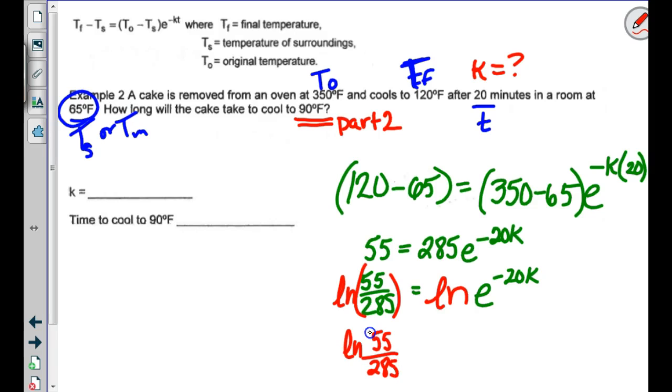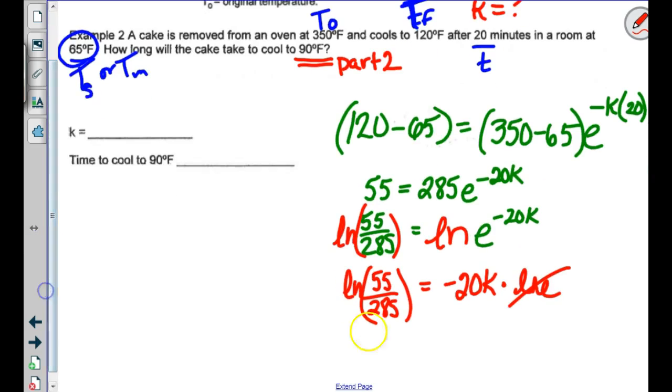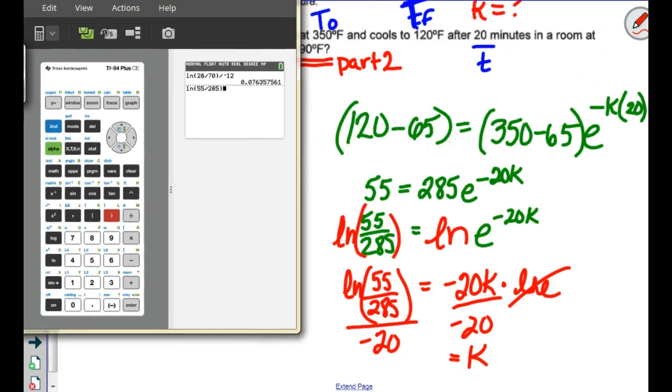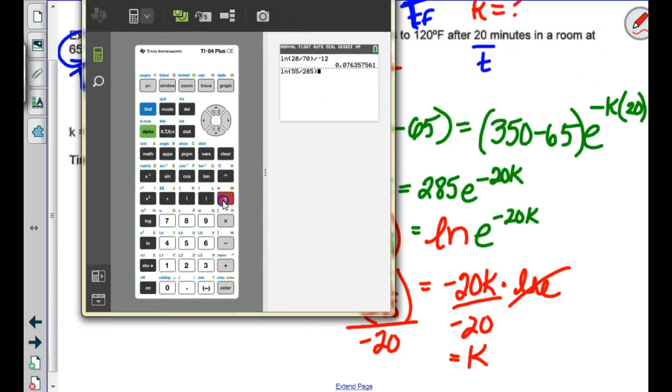Have I made any arithmetic mistakes? Is anybody checking me? Was it 55 and 285? Now that I have it covered up. Okay. And then divided by negative 20.